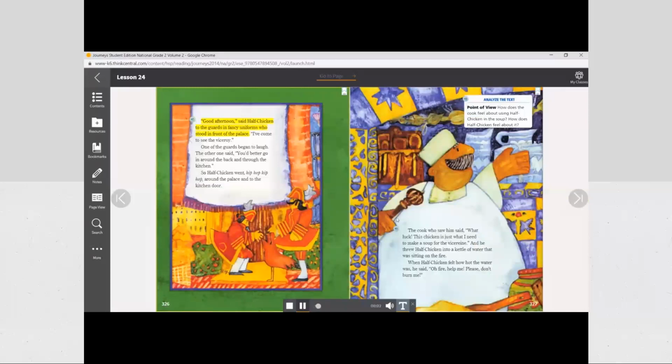"Good afternoon," said Half Chicken to the guards in fancy uniforms who stood in front of the palace. "I've come to see the viceroy." One of the guards began to laugh. The other one said, "You'd better go in around the back and through the kitchen." So Half Chicken went, hip hop, around the palace and to the kitchen door.